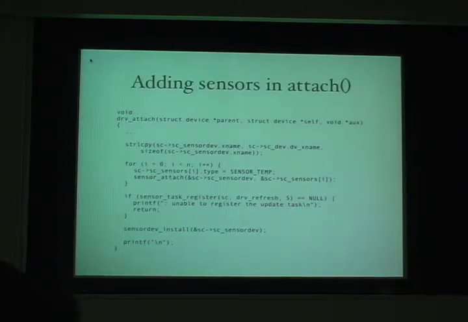And after that, you can call sensor_task_register. Refresh is the name of the function which does refreshes for you, and the last argument, 5, means that the refresh function will run every 5 seconds. And afterwards, if all of the previous steps succeeded, then you call sensordev_install. And sensordev_install makes the whole tree of this driver available in sysctl.